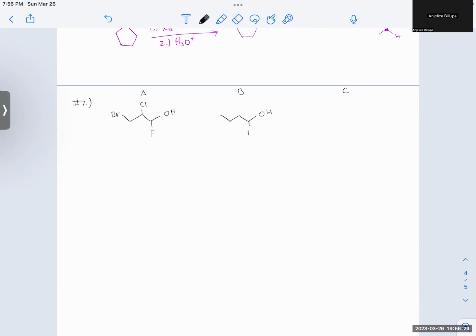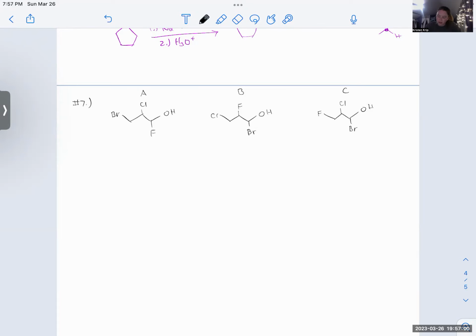Kristen, which one is this? This is number 7 from the cumulative alcohol problems. So we're going to compare acidity here. Okay, so we have to rank them in order of increasing Bronsted acidity and give a brief explanation.